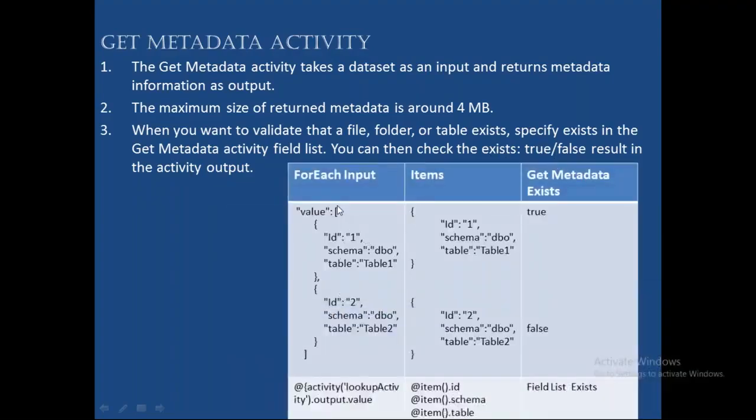And now you see this is for each input. In this we have an item 1. I want to check in this item whether it is available or not. So my exists parameter is going to check, if it is available, it will return true. Once this is done, I will pass my second item to my get metadata. So this second item, get metadata will check, it will return false. Why is it returning false? Because this table is not available. See field list. What you need to use in field list is exists. Here item.id, item.schema, item.table. So based on your requirement, whatever you want to read, you need to read from this particular item.